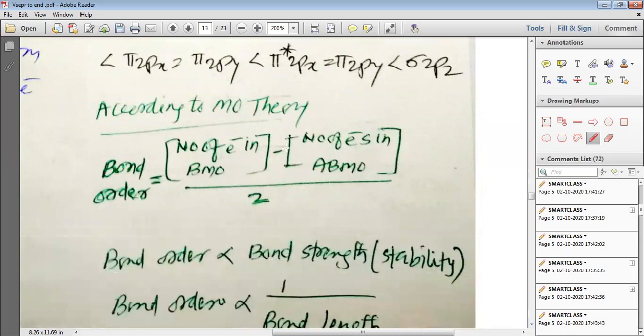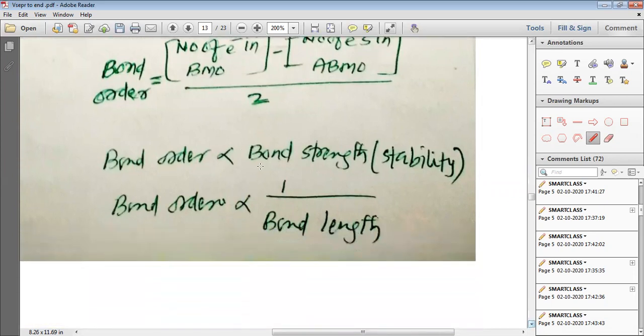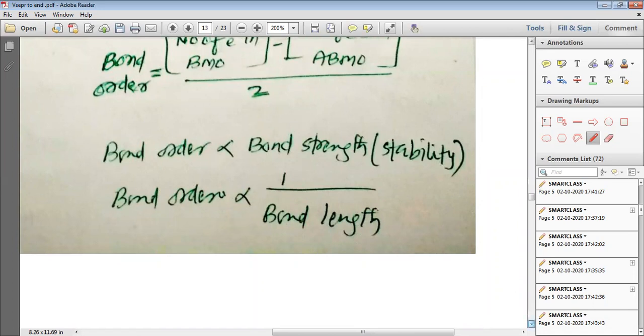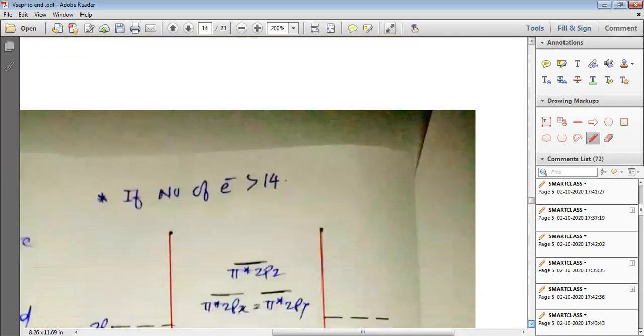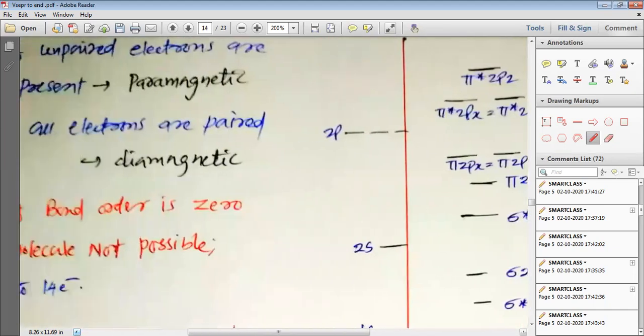According to the molecular orbital theory, we can calculate the bond order. To calculate the bond order, we have the formula: the number of electrons in bonding molecular orbitals minus the number of electrons in antibonding molecular orbitals, divided by 2, gives us the bond order. We know that bond order is directly proportional to the bond strength or stability, and inversely proportional to the bond length, my dear students. So this is how we can understand the concept of molecular orbital theory.